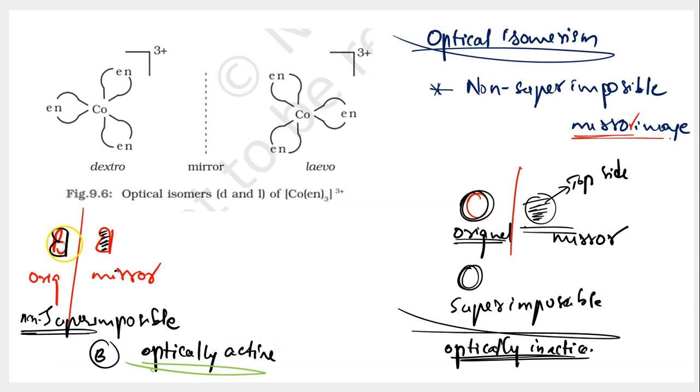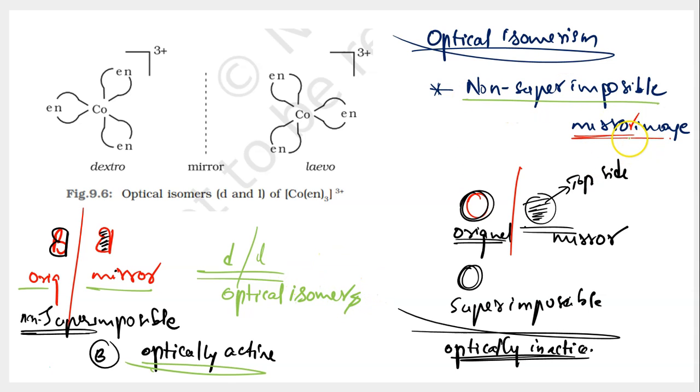Then what are optical isomers? This original and mirror image that you see here are optical isomers of each other. The original is one optical isomer and the mirror image is the second optical isomer. So there are two types of optical isomers. One is the dextro isomer, which is small d, and the other is the levo isomer, which is small l. Dextro and levo isomers together are called optical isomers. The way we called cis-trans isomers and fac-mer isomers geometrical, we are calling DL isomers optical isomers. Alright. So optical isomers basically are non-superimposable mirror images of a molecule.